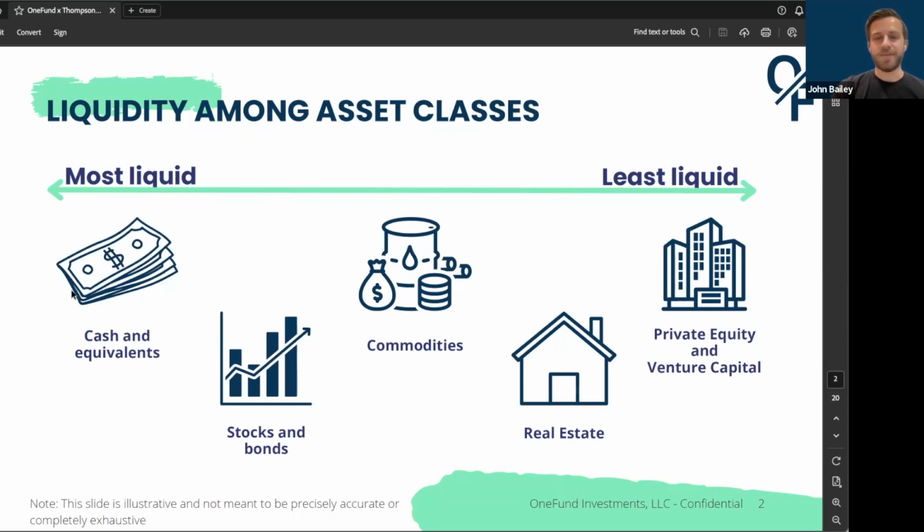And then, in this more simplified version, the least liquid assets that we're talking about are private equity and venture capital. It can take years, 5+ years, to get liquidity and actually start to get cash out of those investments.